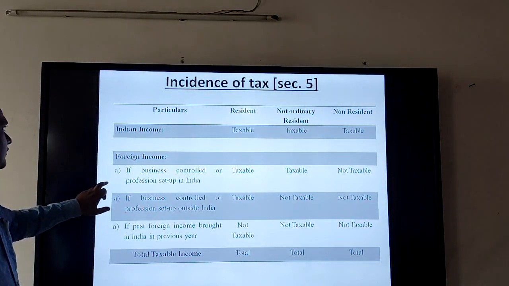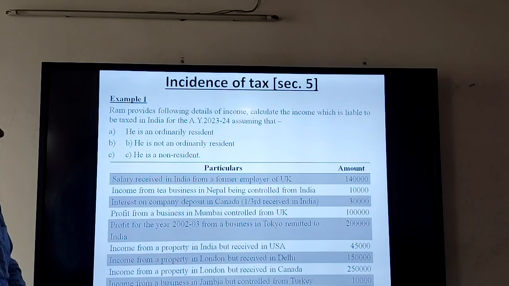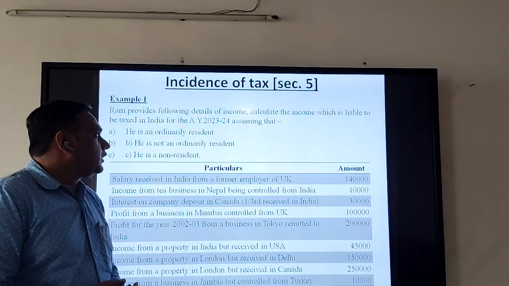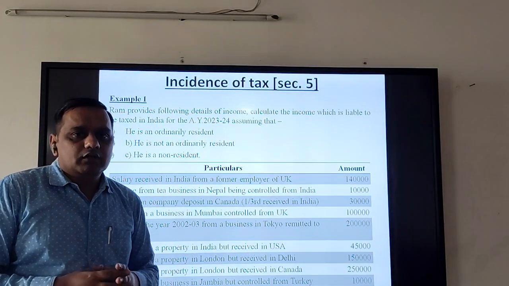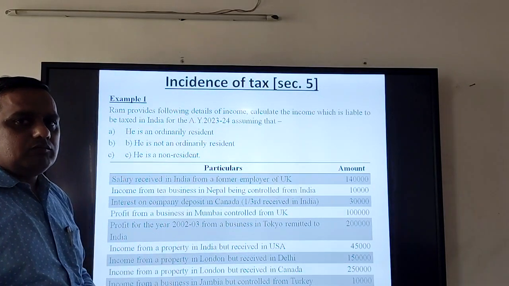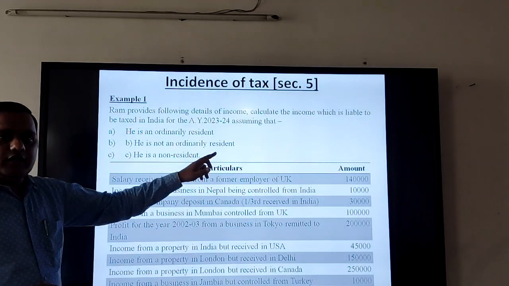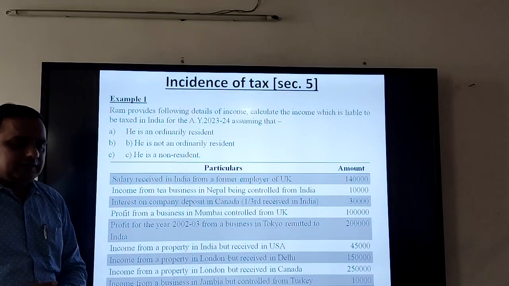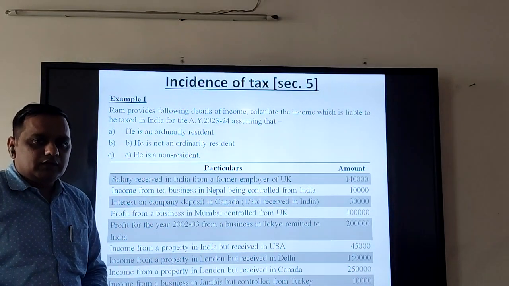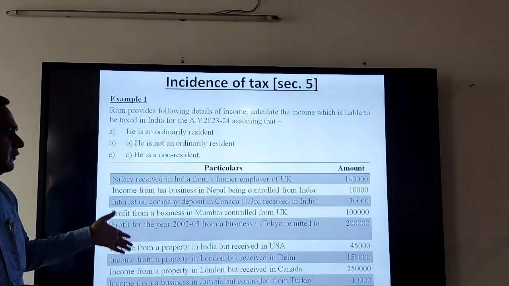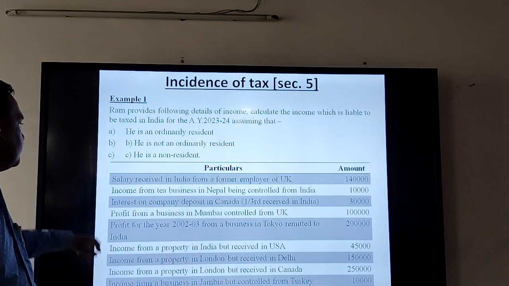To make it better understood, we will take an example. This is an example of Mr. Ram. He has certain incomes in a particular assessment year, that is 2023-24. We will calculate his taxable income by assuming that he is an ordinary resident, a not ordinary resident, or a non-resident. So these are the different types of income he has earned during the year. Now, to calculate his tax liability, we will move on to the solution of this problem.